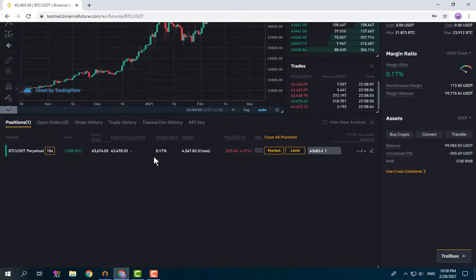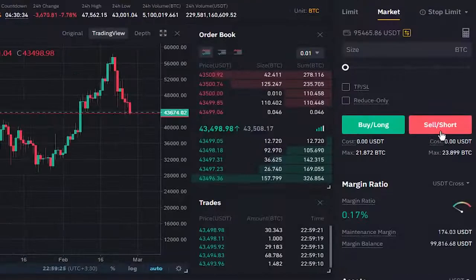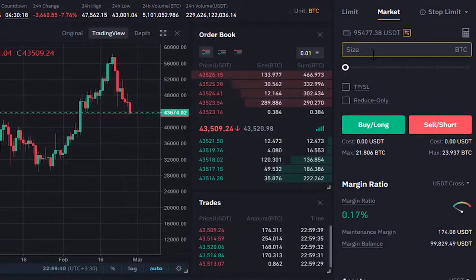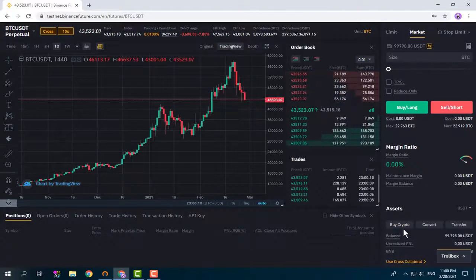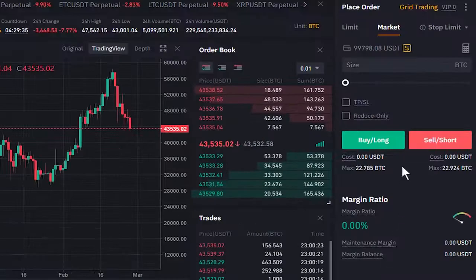And we have different ways to do this. We went long 1 Bitcoin, so we must go short 1 Bitcoin. We enter 1 Bitcoin here, and by clicking on sell short, the order is submitted, and as you can see, it closed our open position.